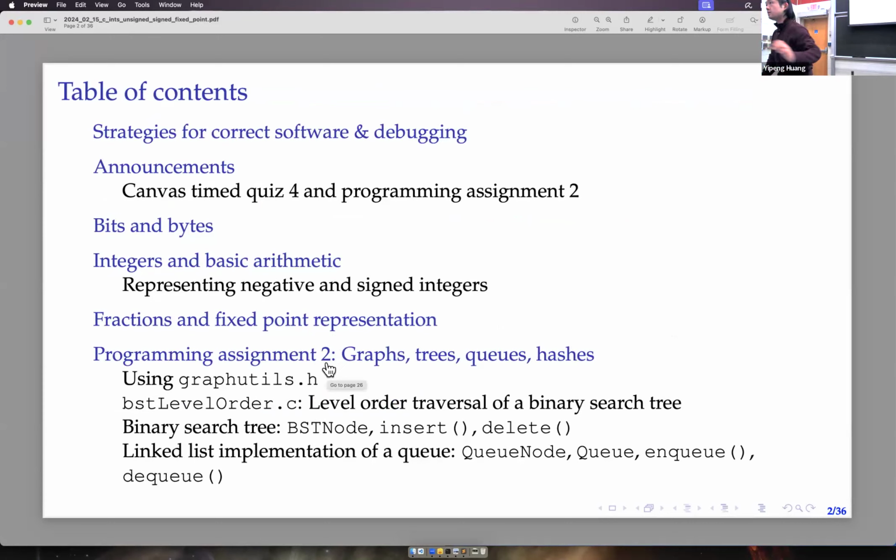The slides aren't on the screen. Yeah, the slides should be on Canvas. Yes.